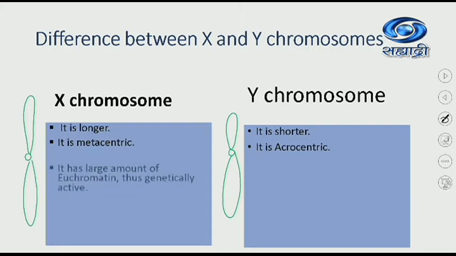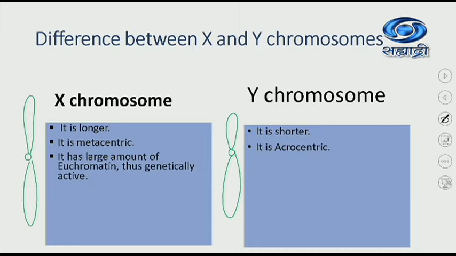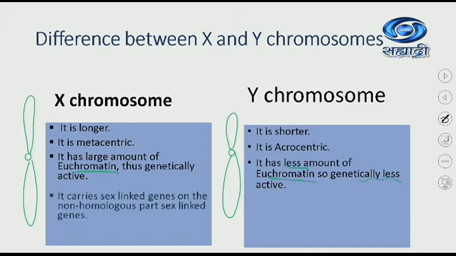Remember carefully. X chromosome has a larger amount of euchromatin. So it is genetically more active, will participate in more transcription, more protein formation. Whereas Y chromosome has a lesser amount of euchromatin. So it is genetically less active.